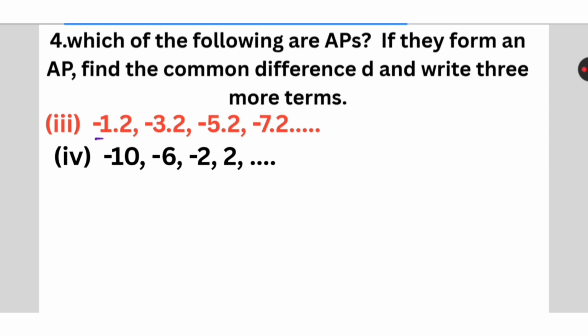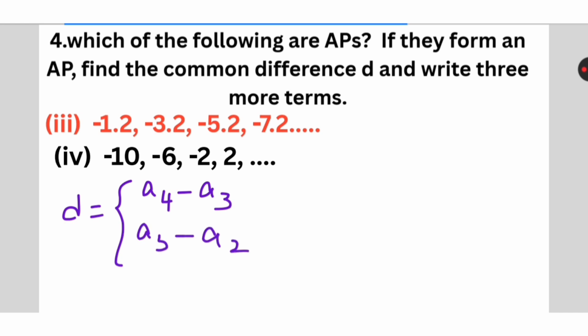What did they give? They gave minus 1.2, minus 3.2, minus 5.2, minus 7.2. Let's first check whether this sequence forms an arithmetic progression or not. For that you need to check A4 minus A3, A3 minus A2. Let's check it. What is A4? The fourth term is minus 7.2, minus A3. A3, the term, is minus 5.2. So that is minus 5.2. Here minus into minus is plus. So it becomes plus. Minus 7.2 plus 5.2 gives only minus 2.